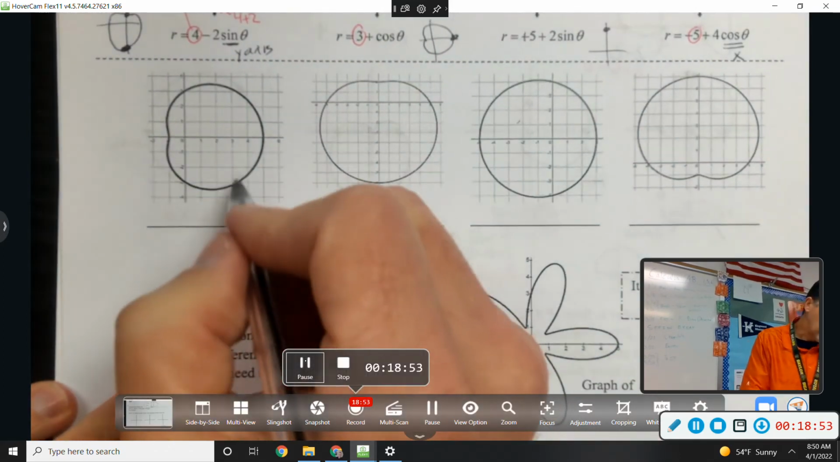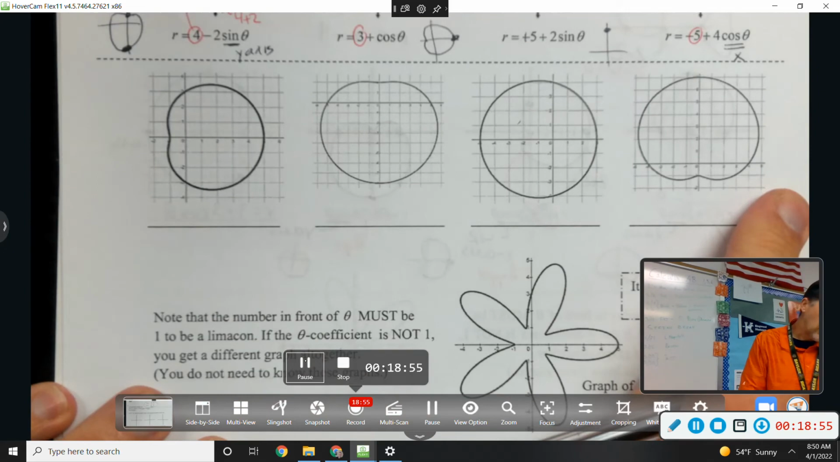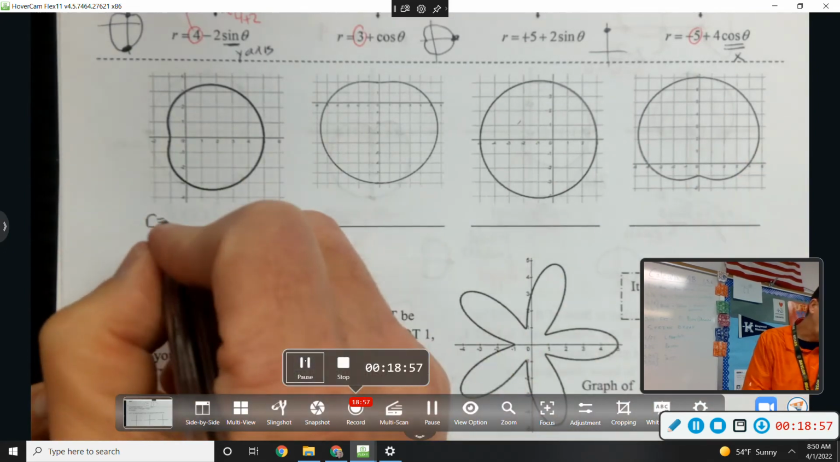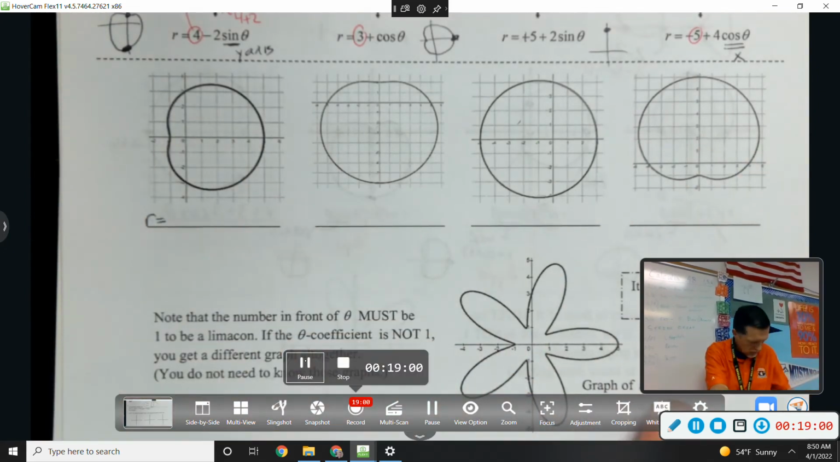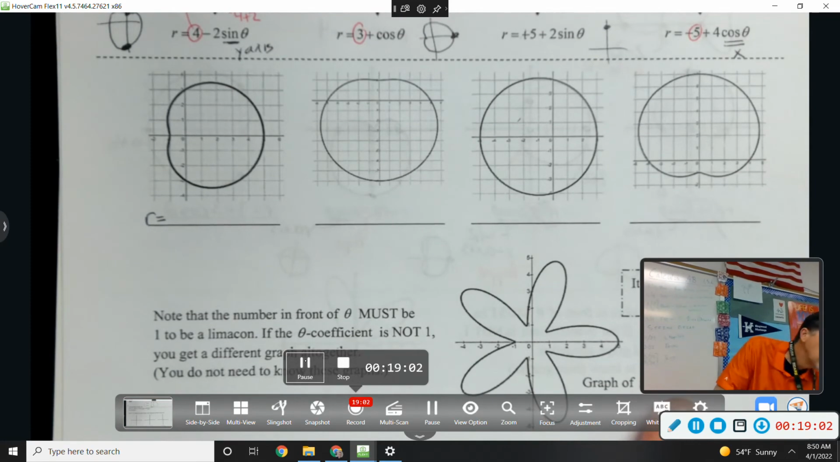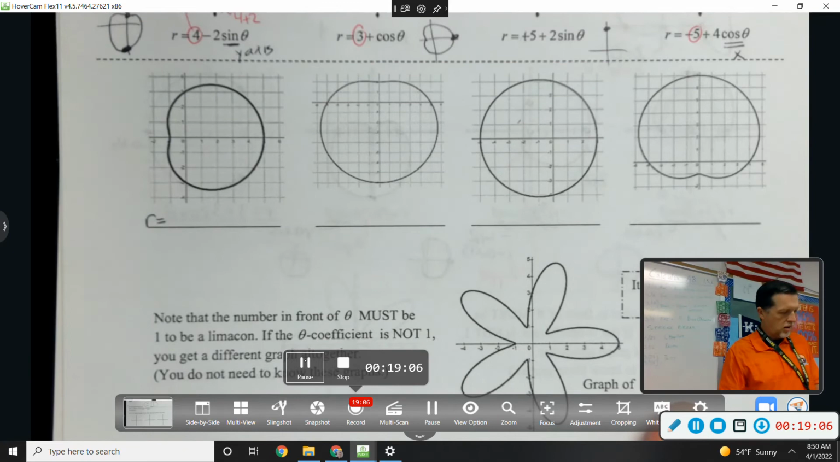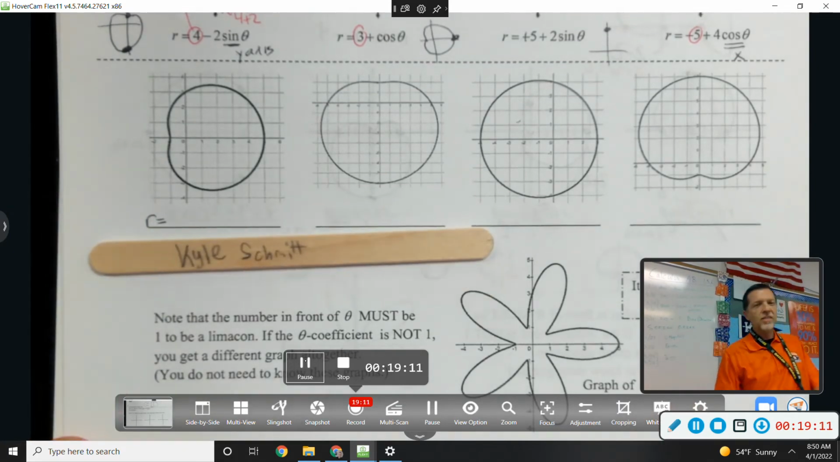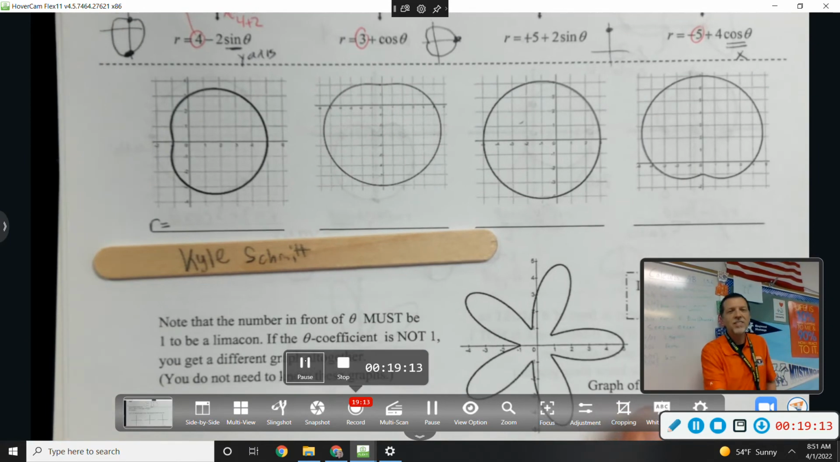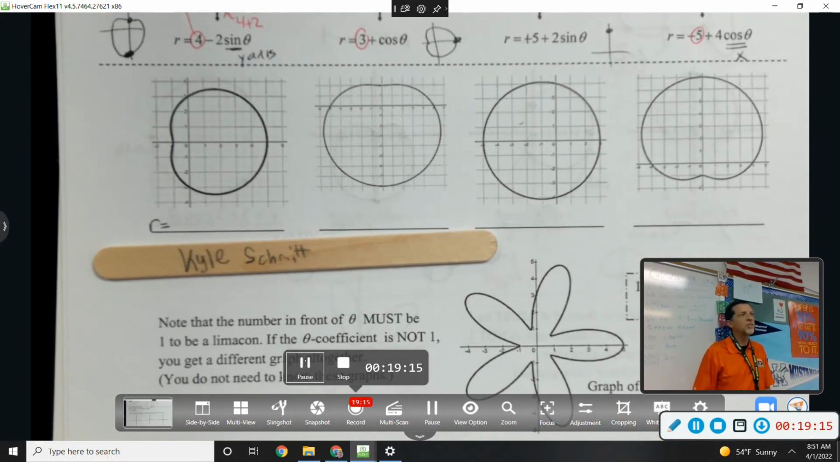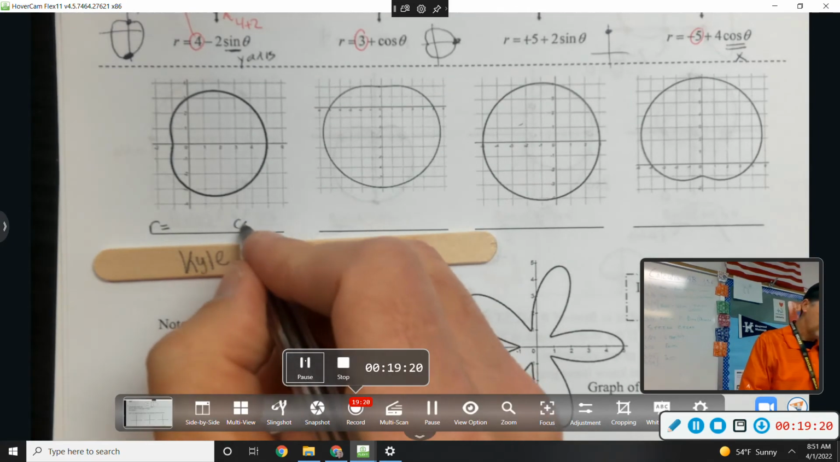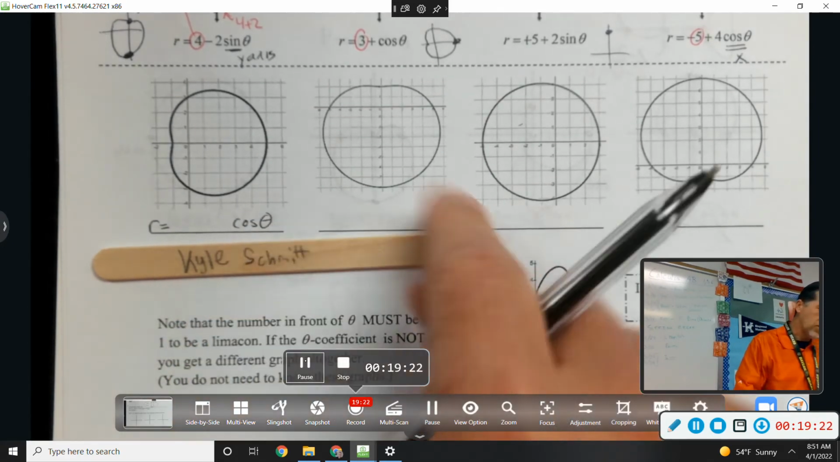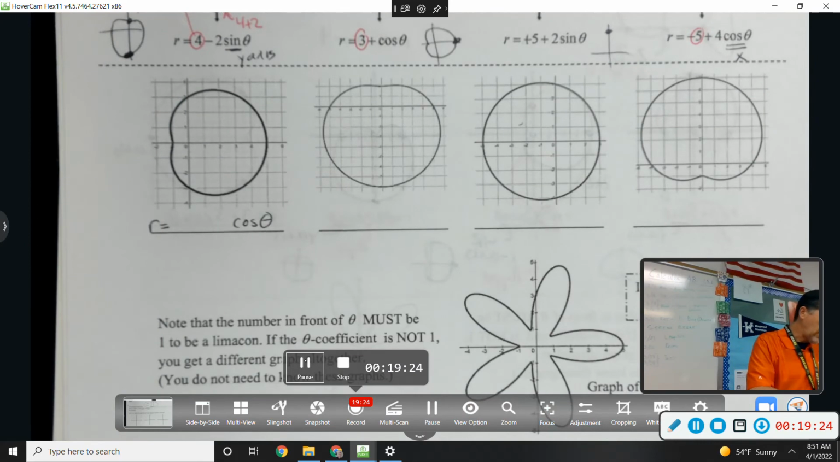Okay, move into the other way where you have to get the equation. Let's pick on some people. You guys are getting quiet on me. Kyle Schmidt. Is that a cosine or a sine limacon? How do you know it was cosine? Because it's left and right, so we know it's cosine. Okay, now we got to start thinking.